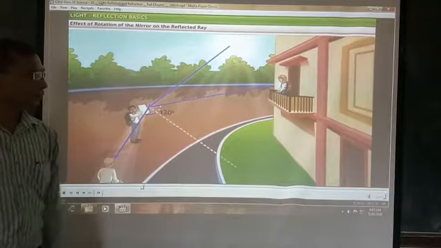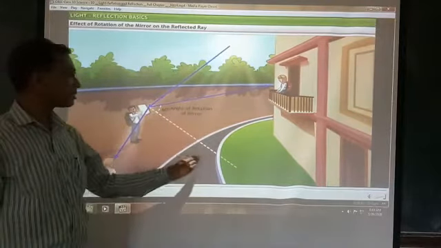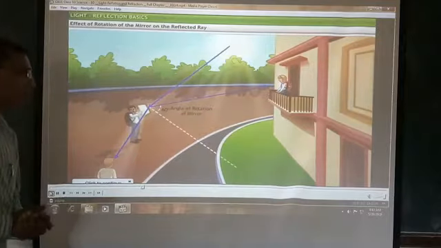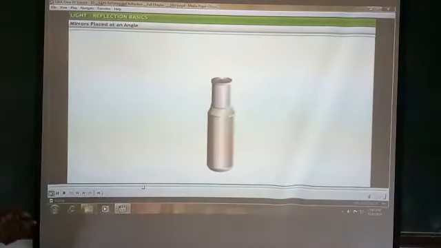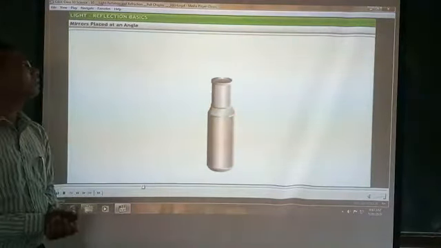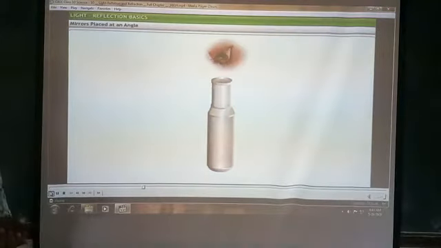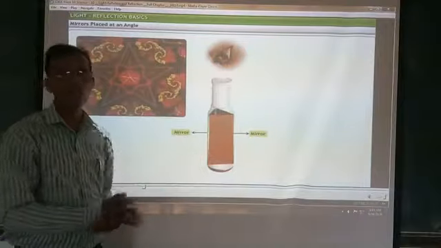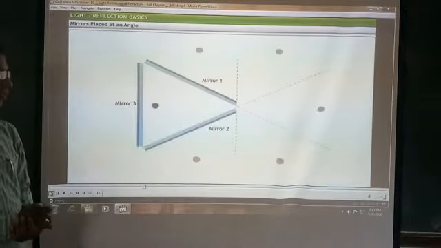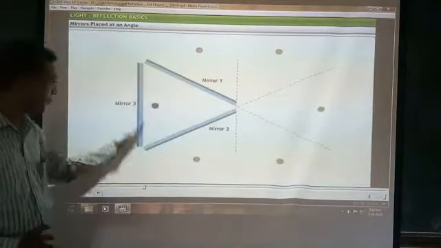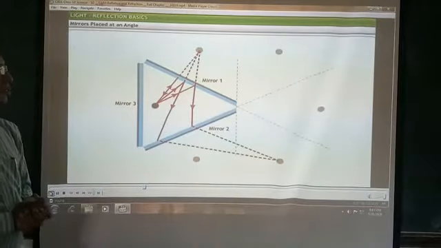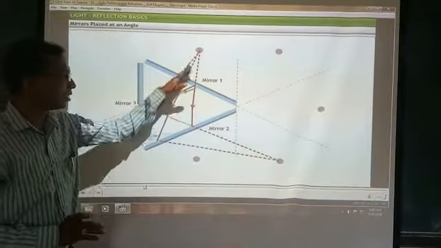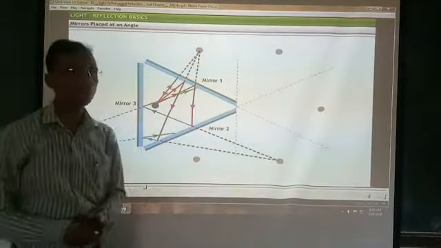So these are the examples related to the effect of rotation of the mirror on the reflected rays. Here we take another example, a mirror placed at a different angle, where three plane mirrors are arranged: mirror 1, mirror 2 and mirror 3. So these are the object and the incident ray. It will be reflected multiple times.